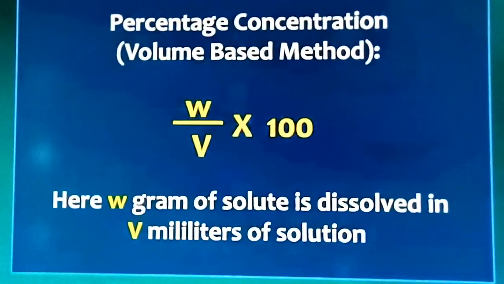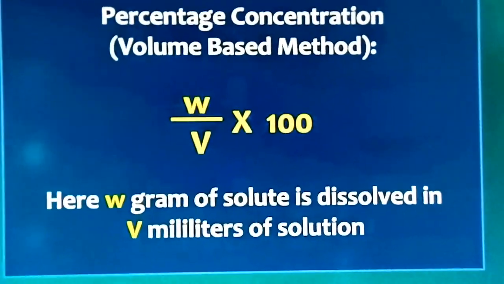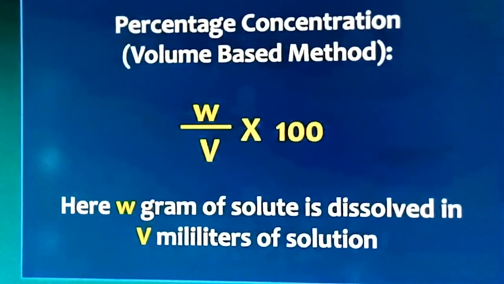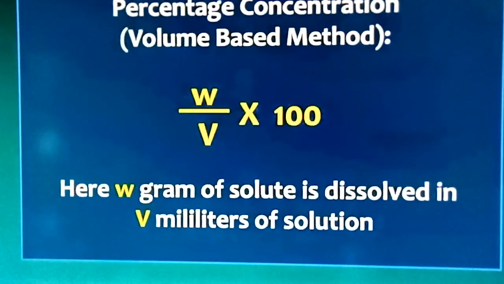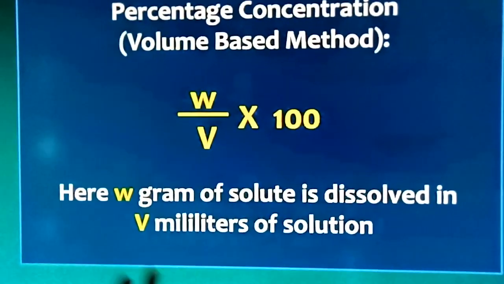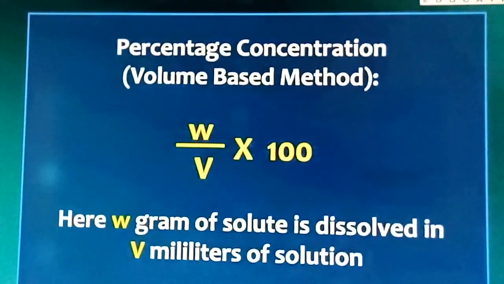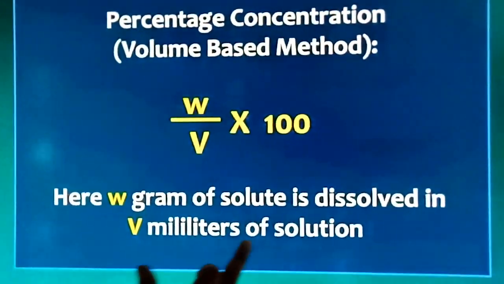So if the solution is liquid based or gaseous based, then we use this volume based method. But if the solution is solid based, then we use the previous formula, okay. So this method is used for gaseous and liquid solutions. So V is milliliters of solution.